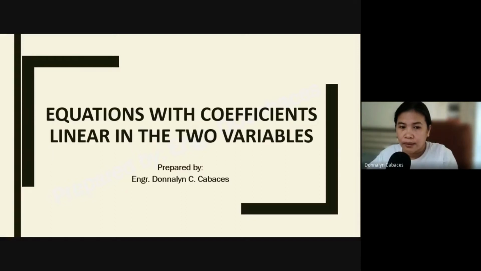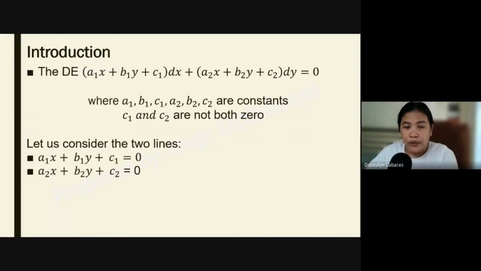Equations with the coefficients linear in the two variables. So how do you know that the given differential equation will be solved using this method? The differential equation (a1x + b1y + c1)dx + (a2x + b2y + c2)dy = 0, where a1, b1, c1, a2, b2, and c2 are constants.